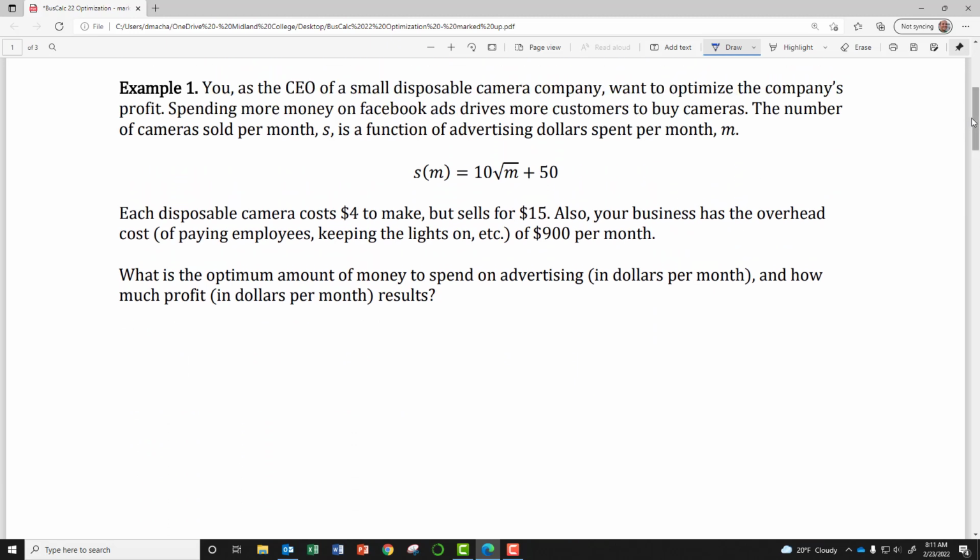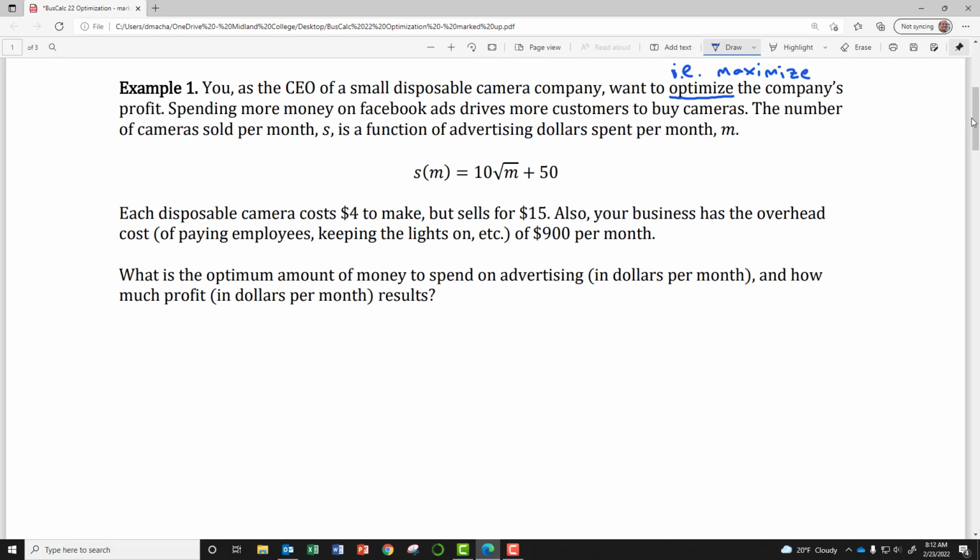So example number one, basically we're just going to teach you this concept through examples. Example number one says, you are the CEO of a disposable camera company, and you want to optimize the company's profit. So here, optimizing profit would mean the same thing as maximizing profit. Profit is a good thing, and so you would want to maximize in this case.